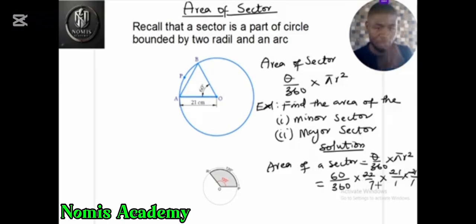So I can simply say 7 here 1, 7 here 3. So I can say 0 cancel 0. So 6 here 1 and 6 here 6. So I am left with 1 over 6 multiplied by 22 over 1 multiplied by 3 over 1 multiplied by 21 over 1.